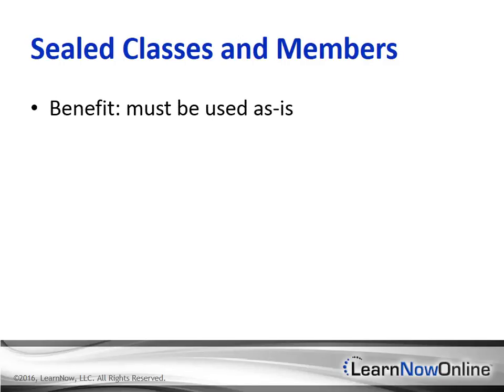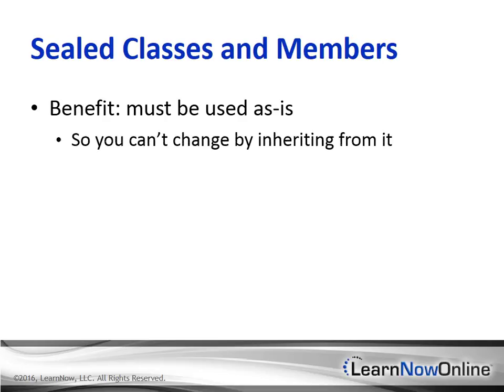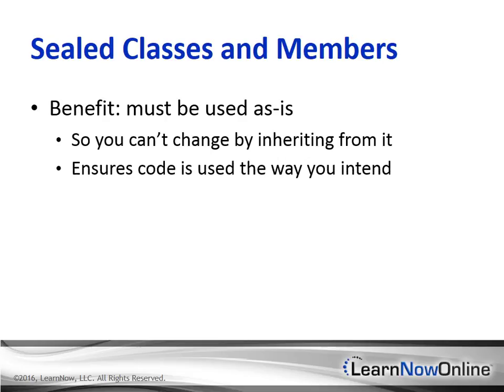The benefit to sealing a class is that calling code has to use the class as is. The behavior of the class and its members can't be changed by inheriting from it and then overriding any of the properties and methods. Now, why would you want to do that? Well, you would do this if you wanted to ensure that the code you wrote is the code that other developers add to their projects when they use the class. You want to mandate that this class is used as is.